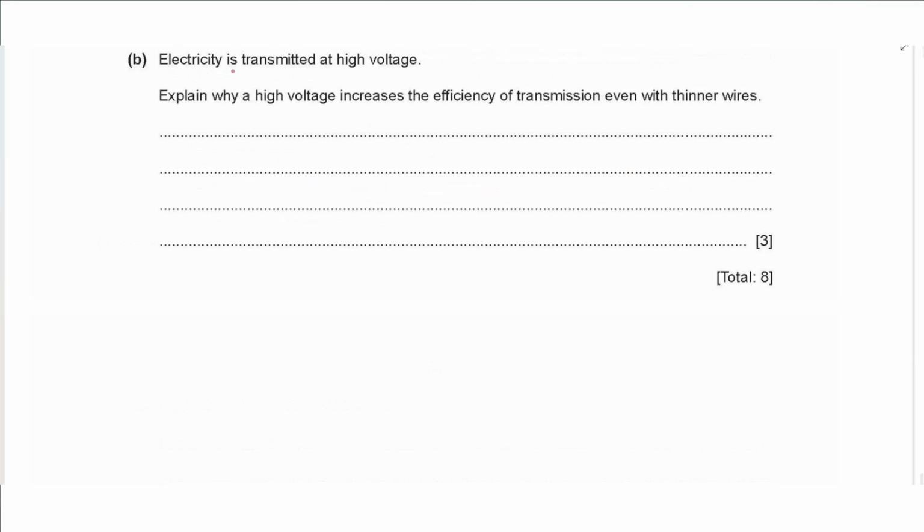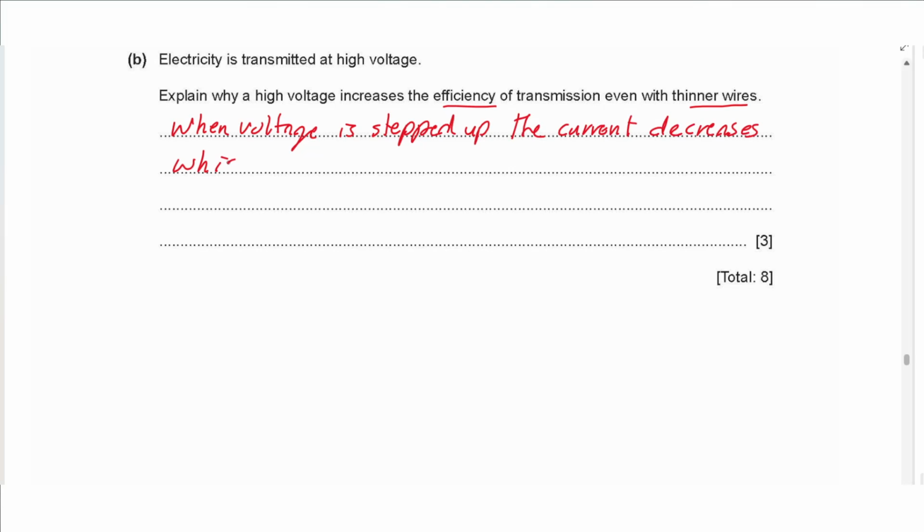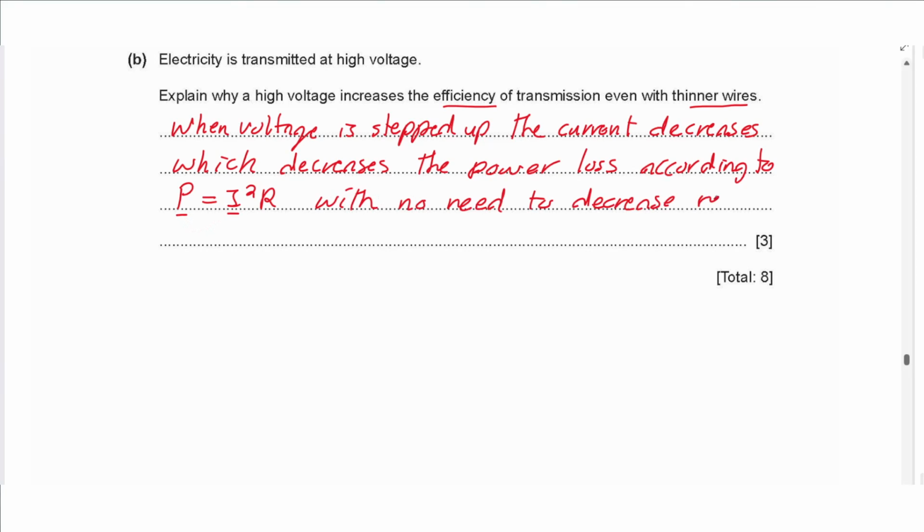Part B says electricity is transmitted at high voltage. Explain why high voltage increases the efficiency of transmission even with thinner wires. So we say when voltage is stepped up using a transformer, the current decreases, which decreases the power losses according to P equals I squared R. So when I decreases, the power loss also decreases with no need to decrease resistance using thick wires. So since I is already decreased, we do not need to decrease R also in the equation.